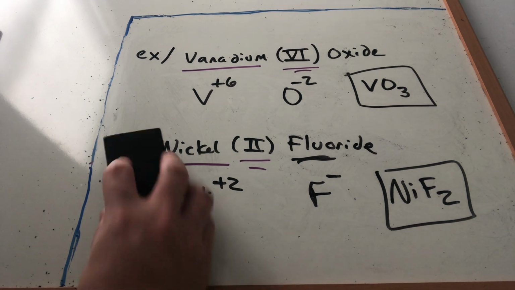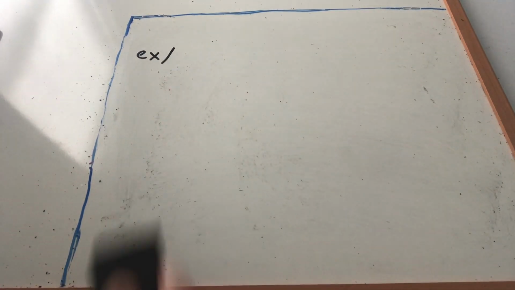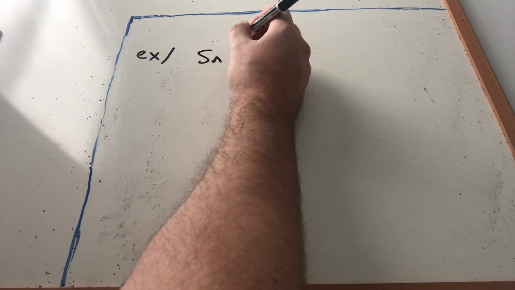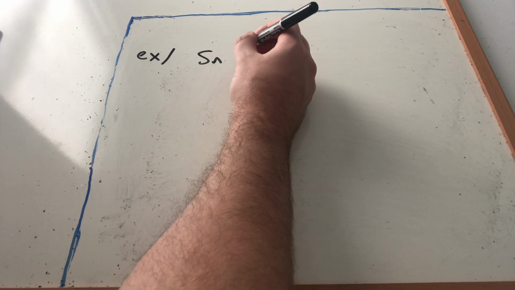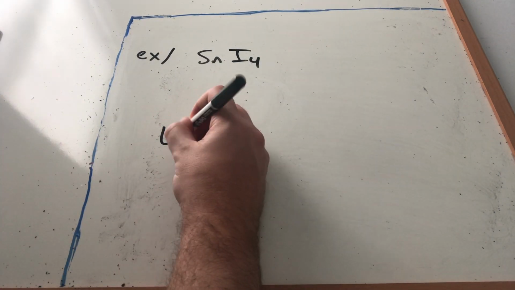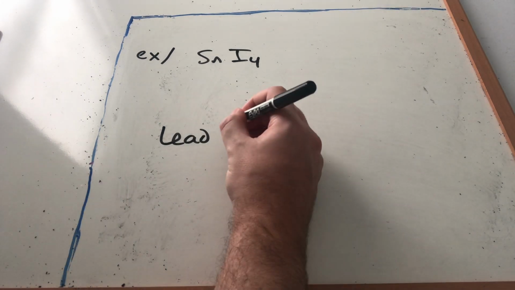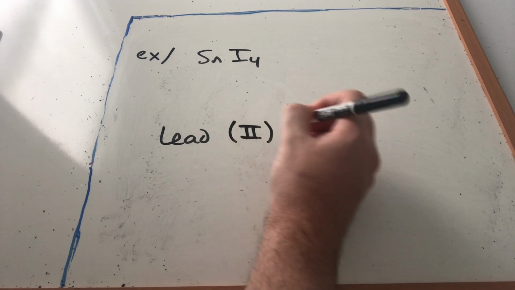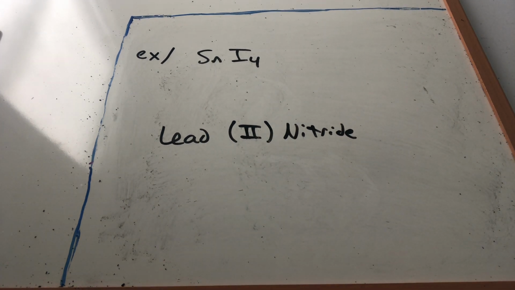Oh yeah, I want to do one other example. Just remember tin and lead are also considered transition metals. Tin is Sn. So let's name SnI4, and then let's look at going from a name to a formula with lead(II) nitride. Let's do the top example together first.